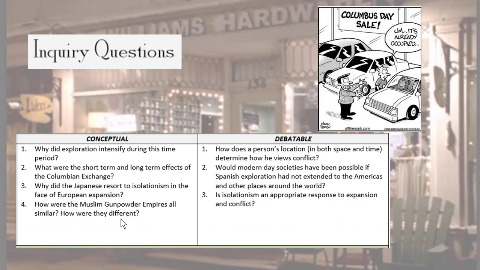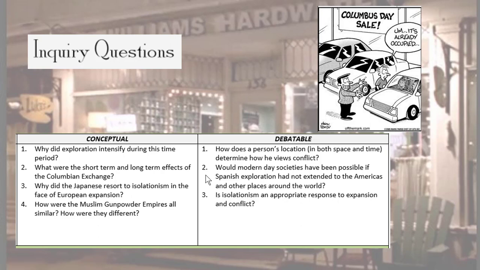I'm going to go ahead and move on to the inquiry questions. You can read over the factual questions on your own time, but I did want to highlight a few of the conceptual and debatable questions. The conceptual question, number 3, why did the Japanese resort to isolationism in the face of European expansion? Connects well to the statement of inquiry and highlights the concept that different cultures responded in varying ways to the new global market.